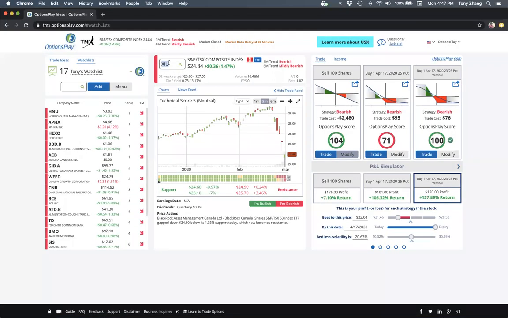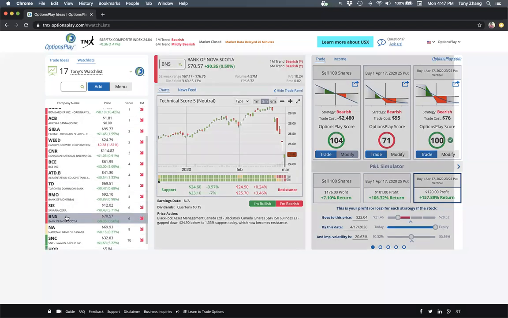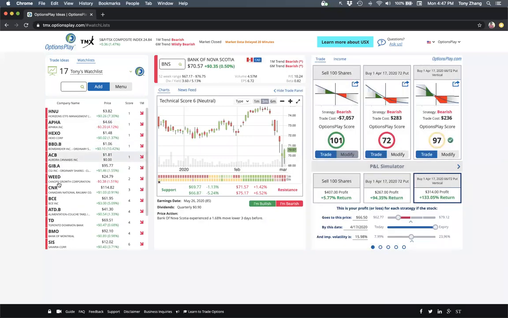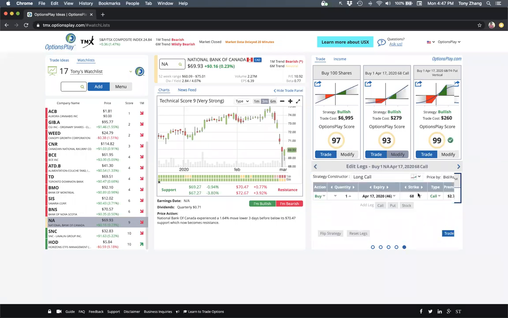Now, let's take a look at National Bank of Canada, trading at around $69.93. It's just around $70. So what I'm going to do is look at buying a call option. I'm going to look at buying, let's say, a $70 call option. Maybe I'll look at the April $70 call option for $1.50.